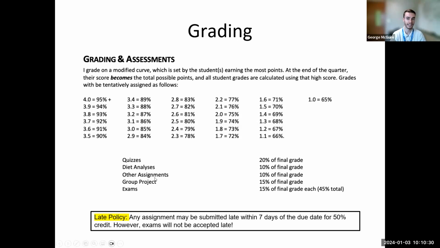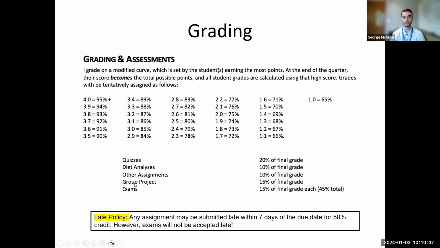The other assignments category is just really for anything that doesn't fit into these other 4. So these are things like reflections, course evaluations. There's some documentaries you'll be watching throughout this quarter. Those fall into other assignments.